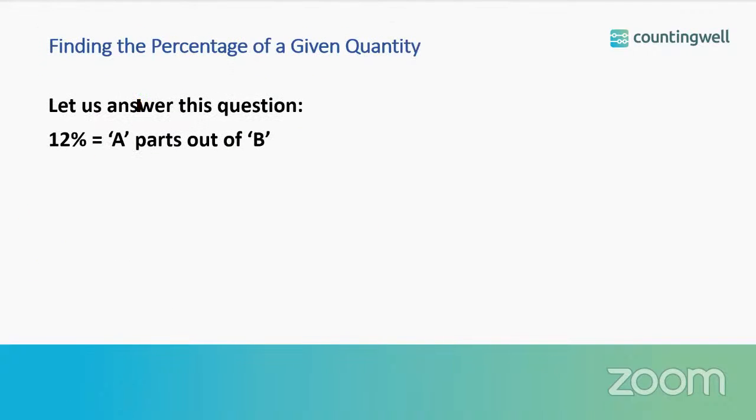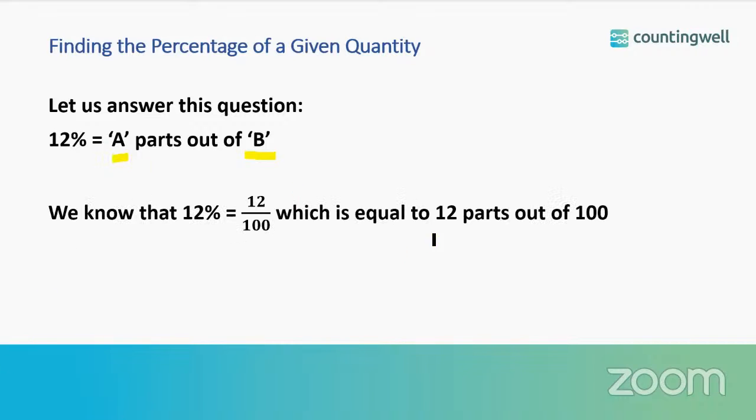Now let us answer this question. 12% means A parts out of B. What are A and B in this statement? Yes. It is nothing but 12 parts out of 100.